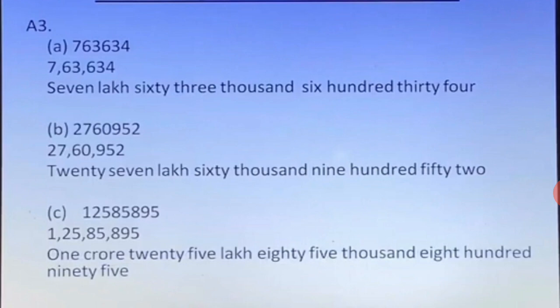So in words it will be written as, the first one 7,63,634. B part 27,60,952. C part 1 crore 25,85,895.